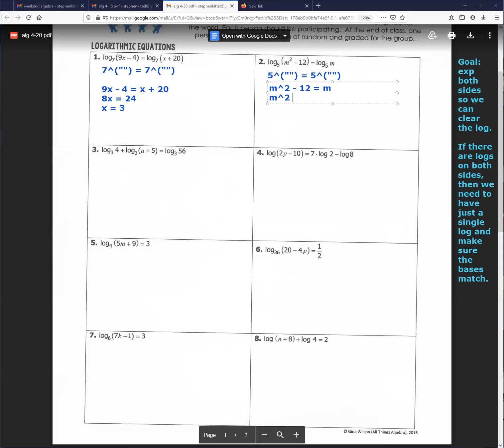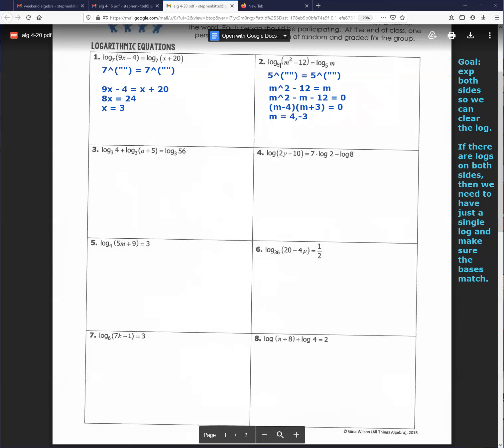So to solve a quadratic, we're going to bring stuff to one side, set everything equal to 0, and then factor. We need numbers that multiply to negative 12 and add to negative 1, which should be a negative 4 and a positive 3. So m equals 4 or negative 3, but let's hold on now. Can we put a 4 in? Well, 4 squared is 16 minus 12, which is 4, equal to 4. Okay, so log of 4 equals log of 4.